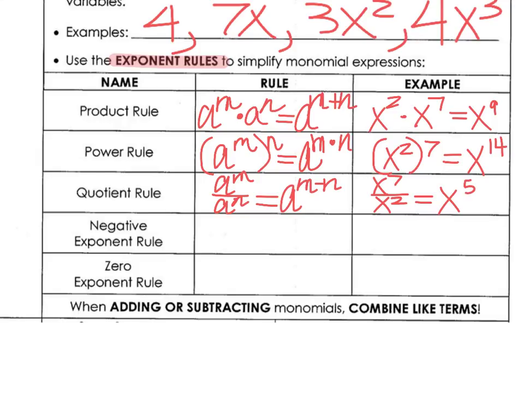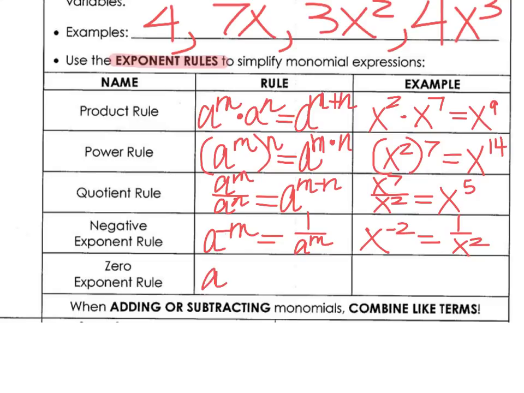The negative exponent rule. Anytime we have a negative exponent, so a to the negative m power, we rewrite it as 1 over a to the positive m power. Basically we take the exponent, make it positive, and put it in the denominator. For example, if we had x to the negative 2 power, we would rewrite this as 1 over x squared. And last but not least, the zero exponent rule.